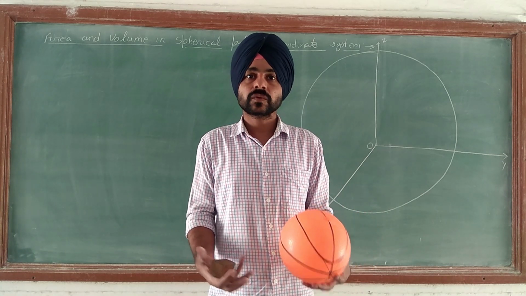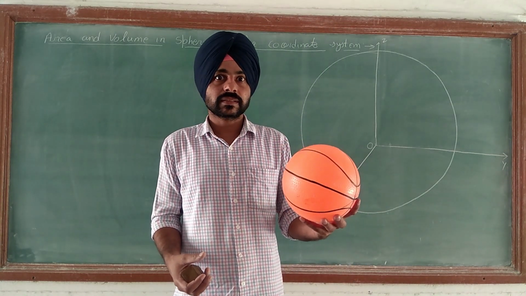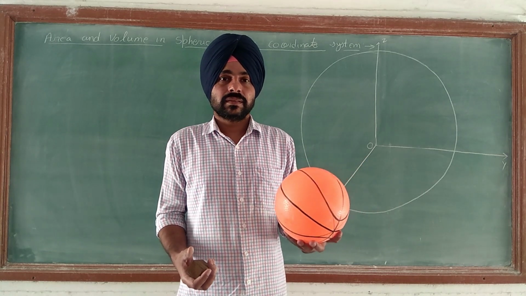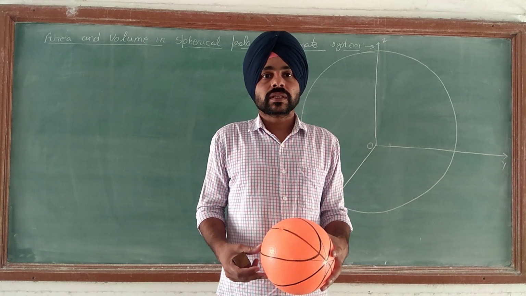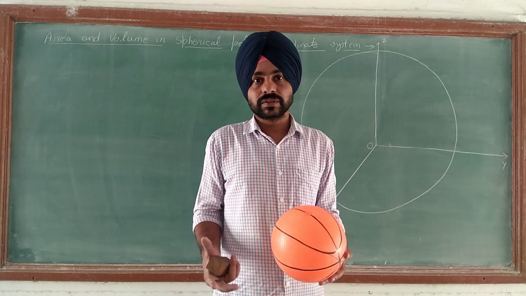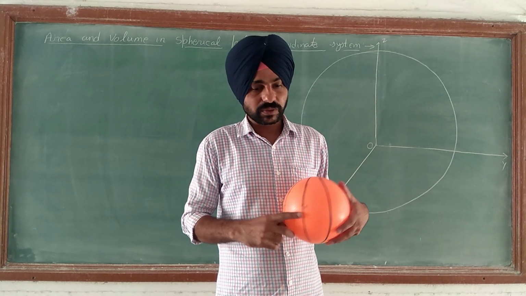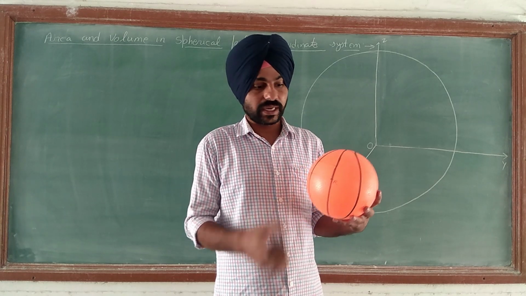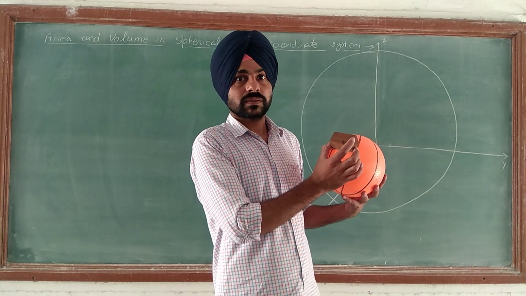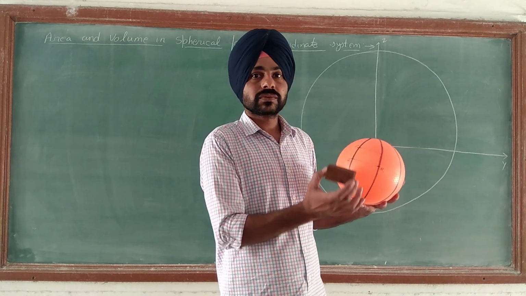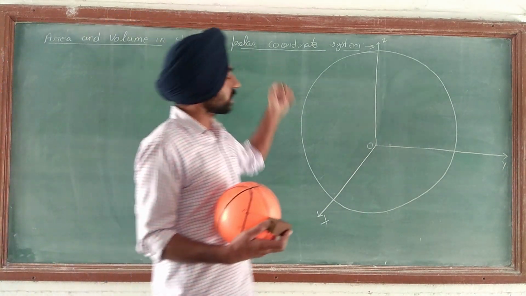We will learn to find out the area and volume in spherical polar coordinate system. So you have already gone through our previous lecture on the spherical polar coordinate system and their unit vectors. I think you remember this ball, these points P, Q, R, S. Now we are interested to find out the area of this structure on this sphere. So that means we are looking for the area and volume in spherical polar coordinate system.